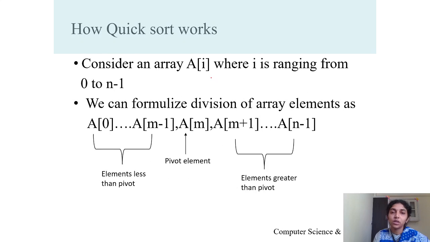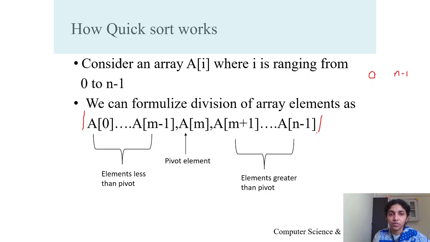So first let us see how QUICKSORT works. Consider an array A[i] where i ranges from 0 to n-1. As we all know, array elements start with index 0 and end at n-1, where n is the size of the array. We can formalize the division of array elements as A[0] to A[m-1], then A[m], then A[m+1] up to A[n-1]. This is how the array elements are present, and they are not sorted; it's an unsorted array.